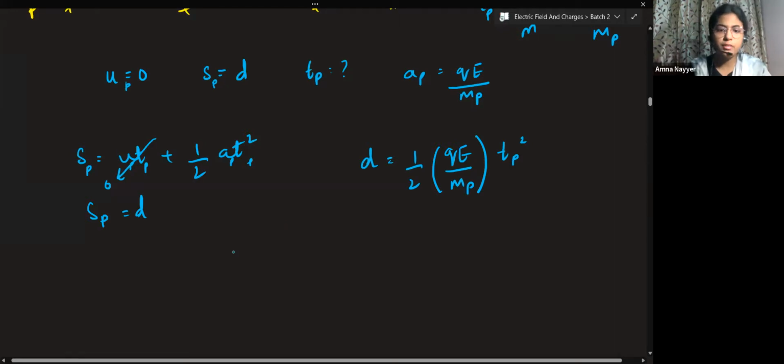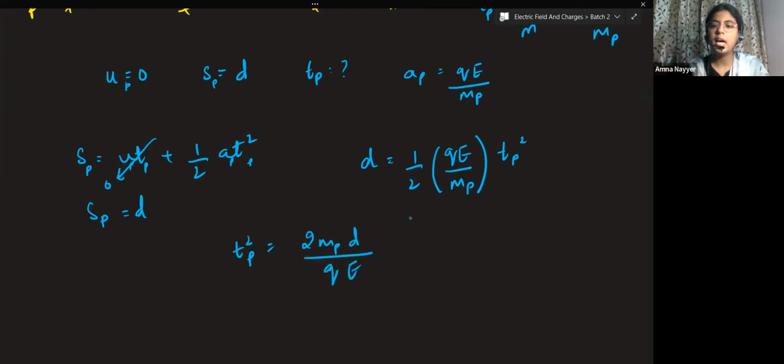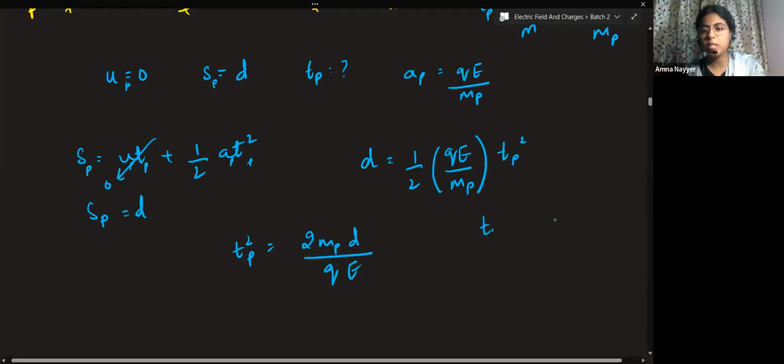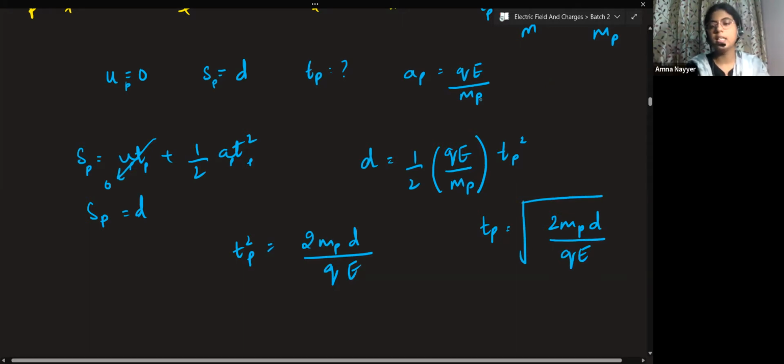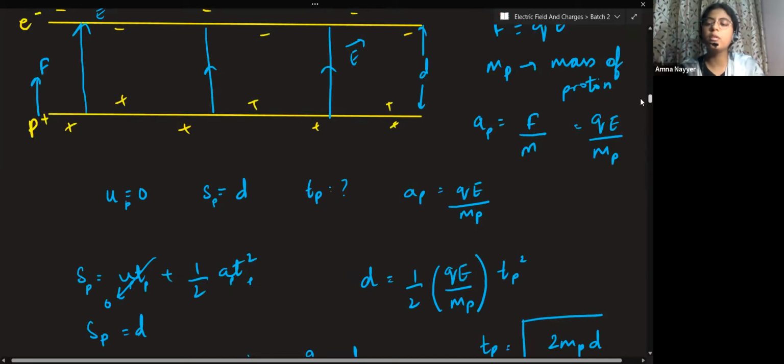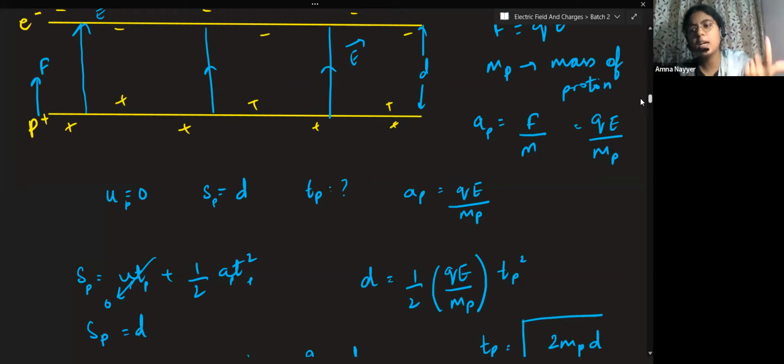What is tp square? I have to calculate it. So from here, tp square will be equal to 2 mp small d divided by qE, and tp will be equal to the square root of 2 mp d divided by qE. This will be the time period for the proton. Now, in the case of the electron, what will be the change? Instead of taking the mass of the proton, I'll be taking the mass of the electron. Rest of the quantities are the same.